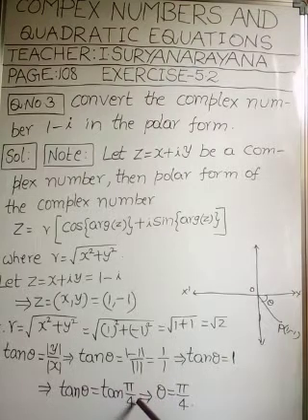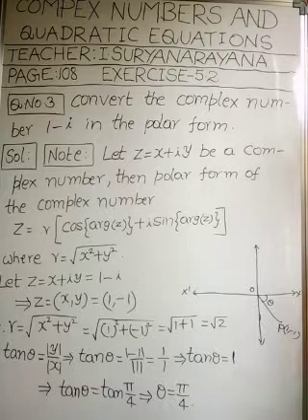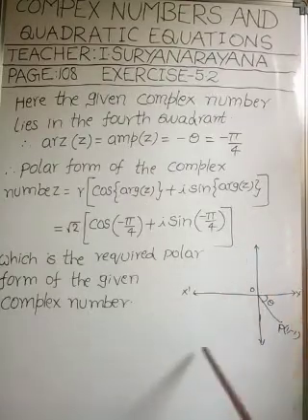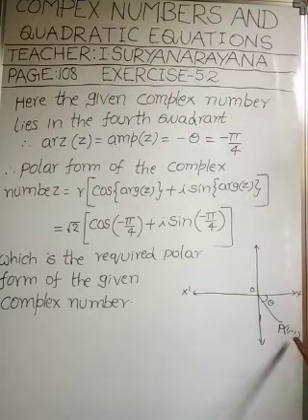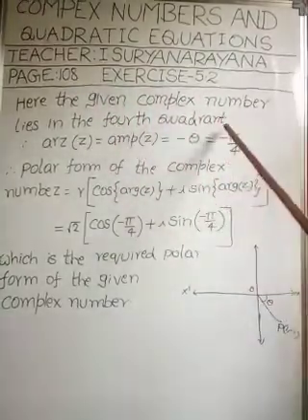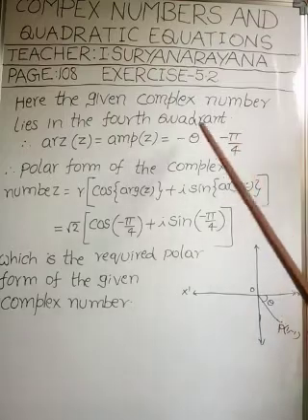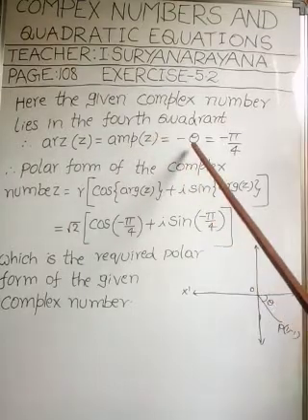Isn't it, my children? So what will you get here? Theta is equal to pi by 4. Like this, we have to find the value of theta. After that only, we go to the argument of z. First we have to find the value of theta, and after that we find the argument of z. Now, if you observe this diagram and plot the complex number in the Argand plane, the given complex number lies in the fourth quadrant. Therefore, the argument of z, that is the amplitude of z, is equal to minus theta.